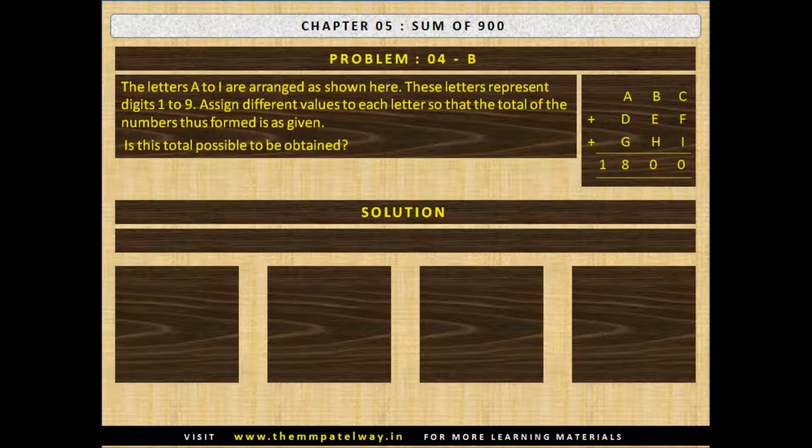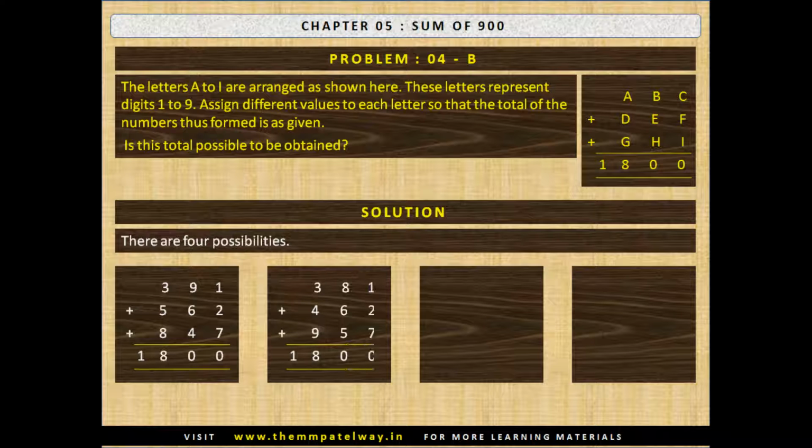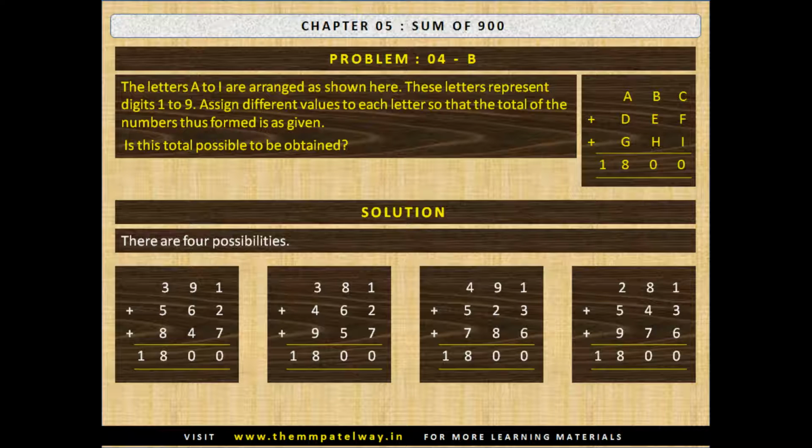The answer is, this total is possible to be obtained because 1800 is divisible by 9. There are 4 basic possibilities. Possibility number 1, possibility number 2, possibility number 3, and possibility number 4.